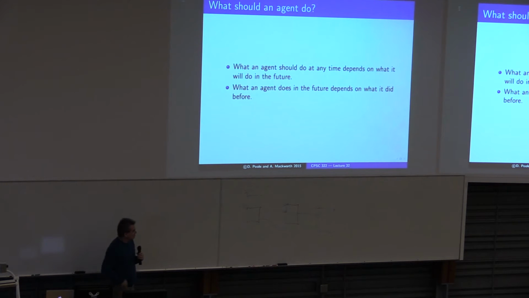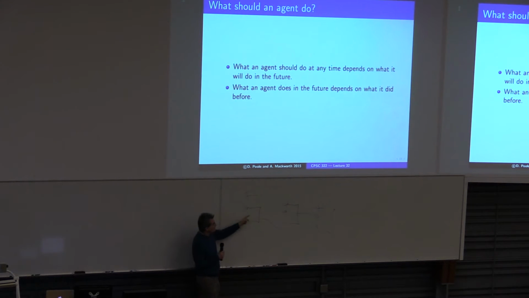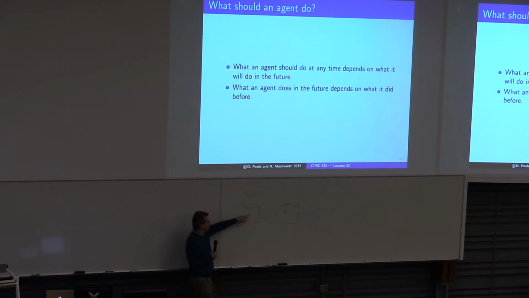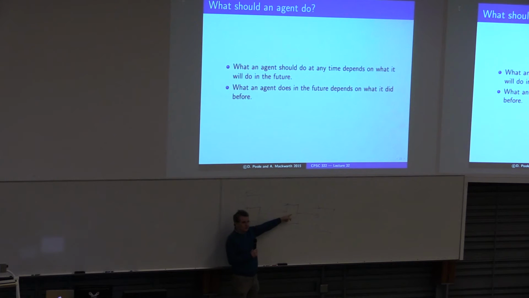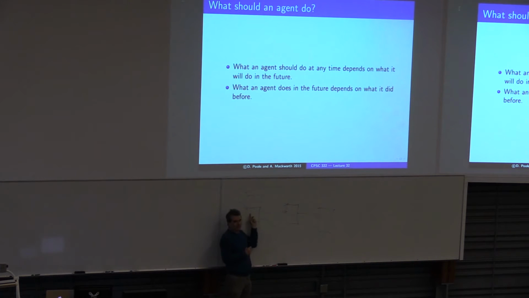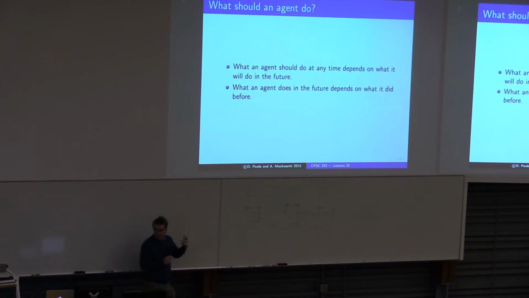So what should an agent do? Well, what we're going to try and do is work out what to do at all of these stages. What the agent should do at any time depends on what it's going to do in the future. What you do today depends on what you're going to do in the future. The reason you're going to pay attention today is because in the future you're going to write an exam and do something else. If you weren't going to do that in the future, then maybe there's not much point in paying attention.